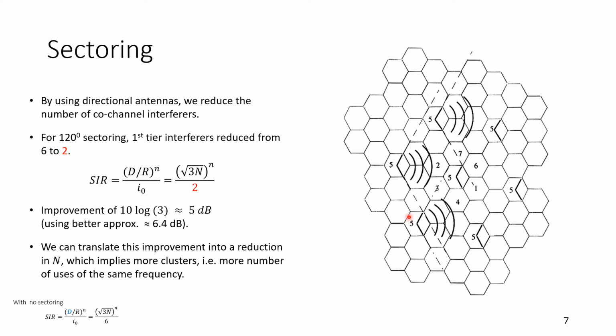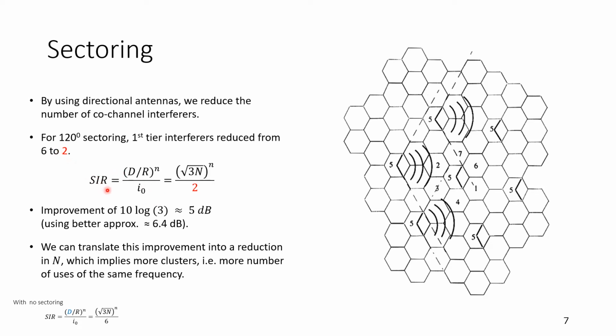For 120 degrees sectoring, the first tier interference would be reduced from 6 to only 2. For example, this 5 will include only 2 in the first tier. Of course, they will have others in the second tier. But what's important is the first tier, the first circle. So the reduction is by 1/3.